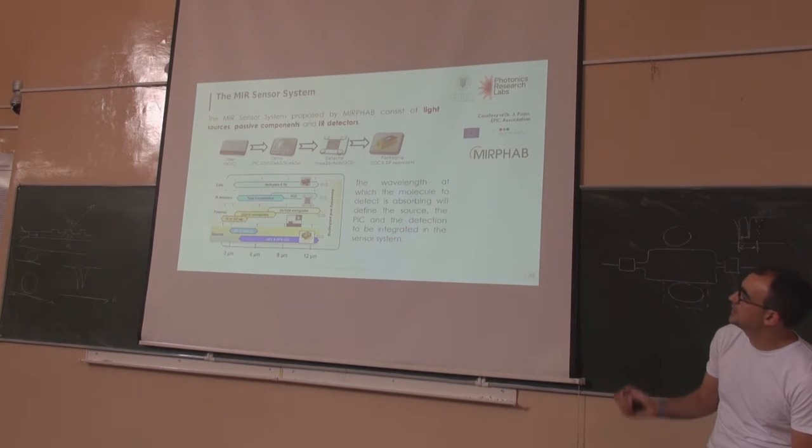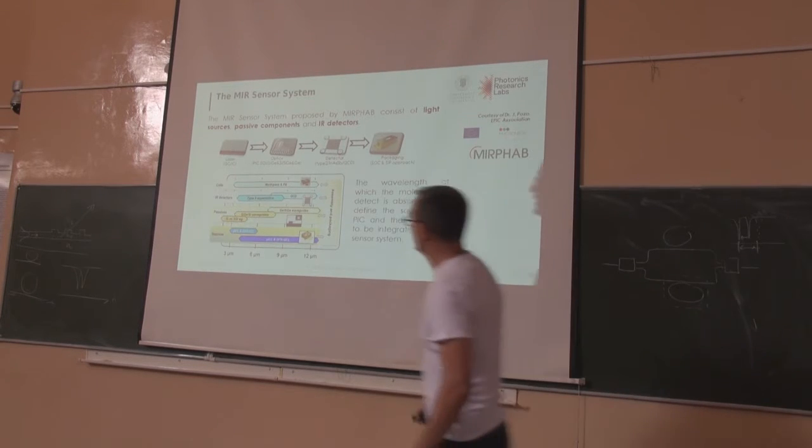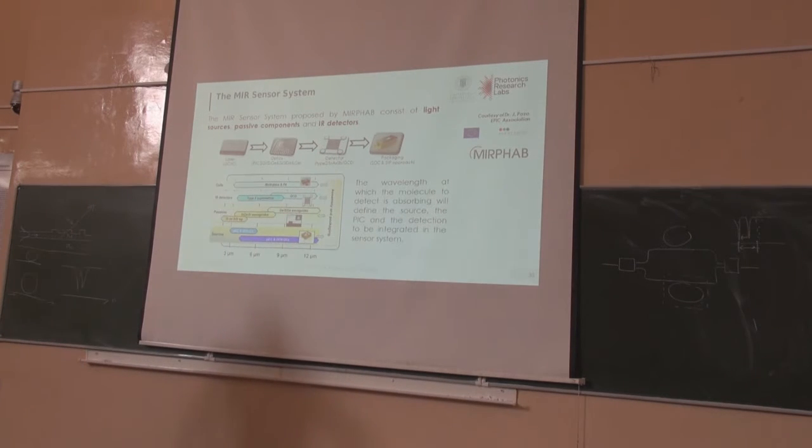So this is the vision of, again, this project MIRFAB, where they envisage the use of different combinations of things. MIRFAB is a project that you can apply to for manufacturing of your sensor. They offer as sources regular DFB lasers in this wavelength range and quantum cascade lasers in the long wavelength range.